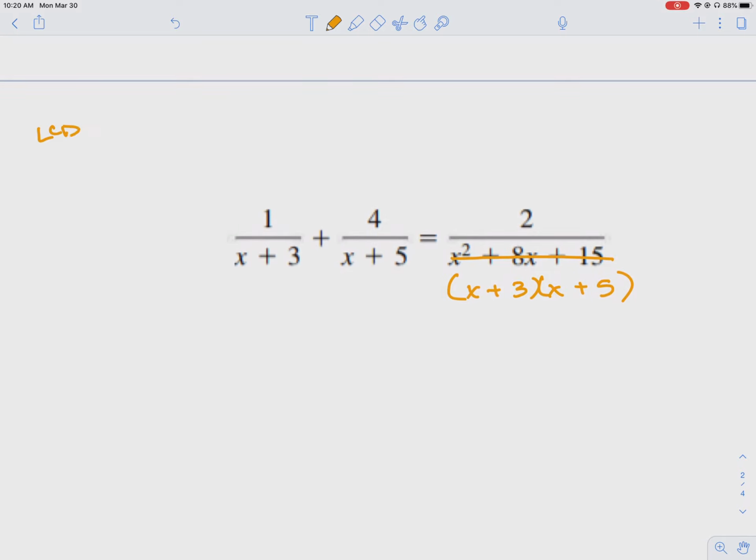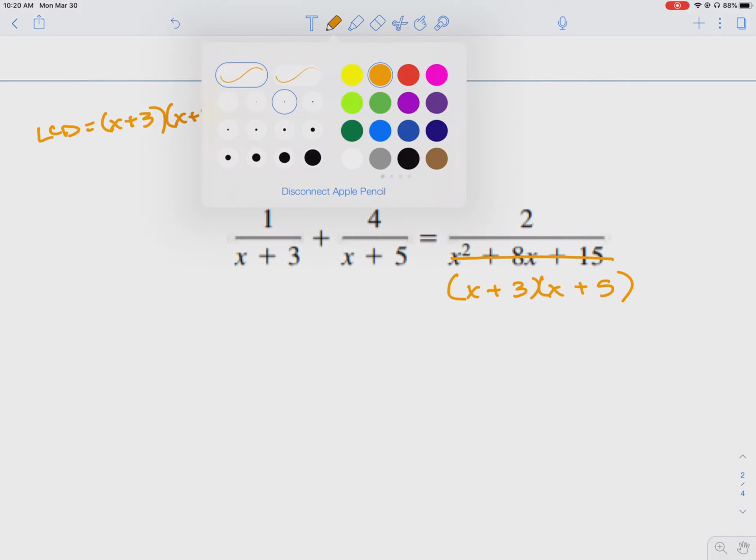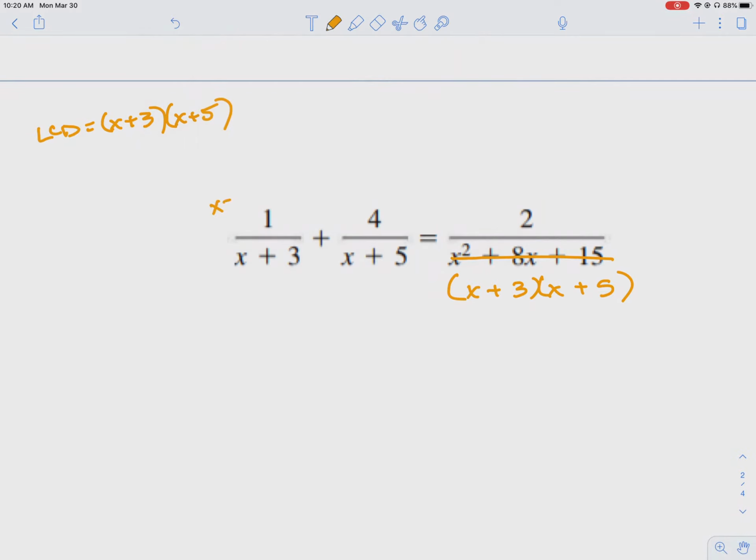So my least common denominator, you can pick the big one if you want, or you can say, okay, I know I need this one, so I'm going to write it down, x plus 3. And I know I need this one, x plus 5. And then I'm going to look at this one, and I'll say, oh, look, x plus 3, x plus 5. I have that in my common denominator, so I'm done. So now I multiply each piece by that. Okay, so I'm going to multiply this one by x plus 3 and x plus 5. Same thing with this one.